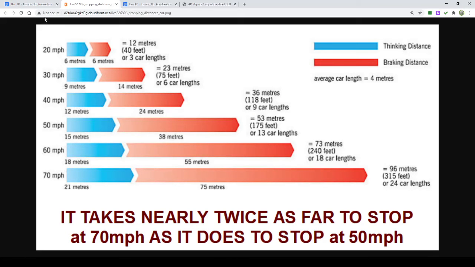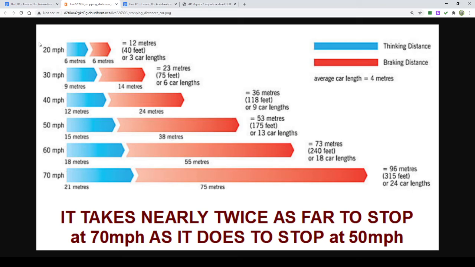If you're going like 20 miles an hour, it'll take you 6 meters to realize you have to stop, and then 6 meters to actually stop your car. If you're going twice as fast at 40 miles an hour, it'll take you twice the time to realize you have to stop, to hit the brakes, your reaction time. But it won't take you the same 6 meters to stop your car. It won't take you twice as long to stop your car. It'll take you 4 times the distance.